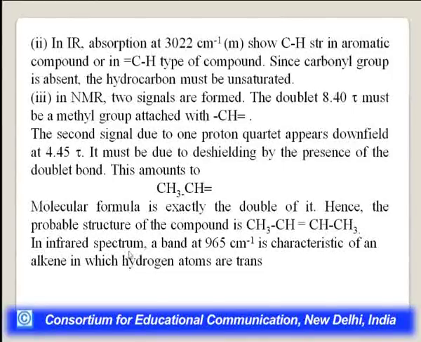In the infrared spectrum, the band at a value of 965 is characteristic of an alkene in which the hydrogen atoms are trans. So this molecule you can write as a trans moiety, not as a cis. So immediately you will get the idea from this peak whether the molecule is cis or trans as far as the double bond is concerned.